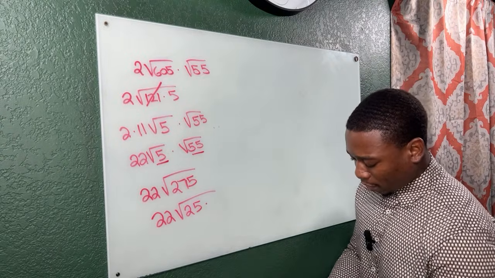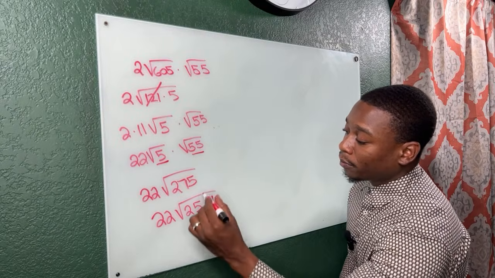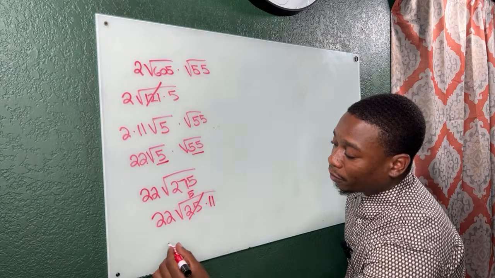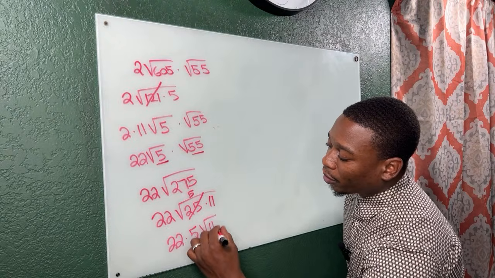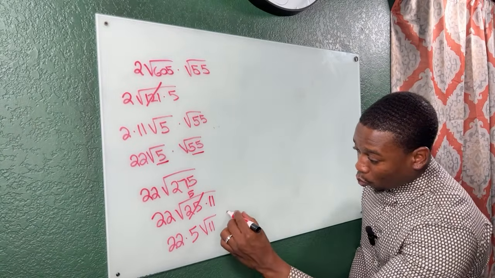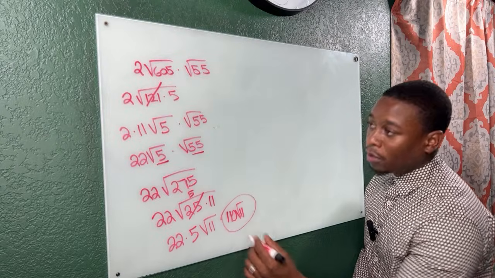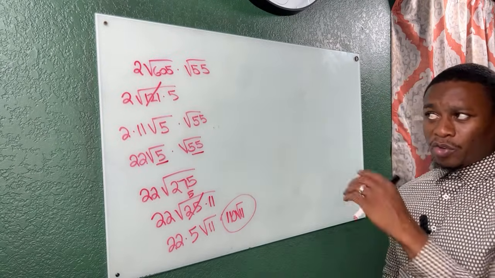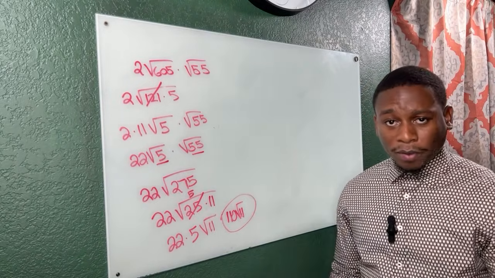25 times, I think I said 11, right? Yep. This comes out as 5. We have 22 times 5 times radical 11, which will give us 110 radical 11. So like I said, family, you don't have to break this down. You could have just multiplied straight and then done the simplification one time.